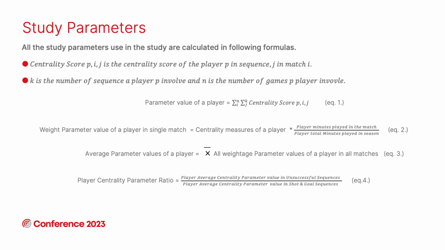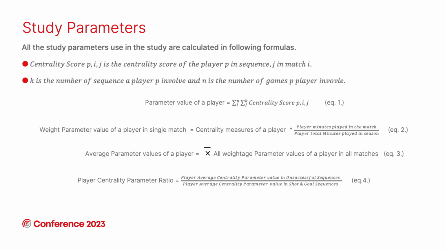Then we normalize the average values into per 90 minutes with the second equation. Then, in all the matches, the player's average parameter value is taken by mean. And the last equation helps us to calculate our two important metrics, which are called the player centrality parameter ratio, which is both from closeness and betweenness.